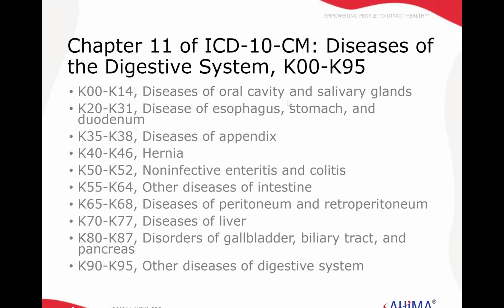And these include diseases of the oral cavity, the esophagus, the stomach, the small intestine, the appendix, any hernias, any non-infective enteritis and colitis, other diseases of the intestines, diseases of the peritoneum, the retroperitoneum, the liver, the hepatobiliary tract, and any other digestive system disorder running through K90 through K95.